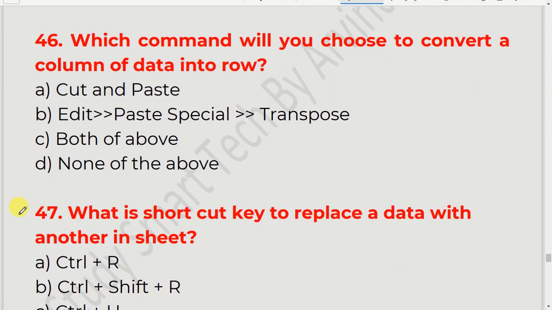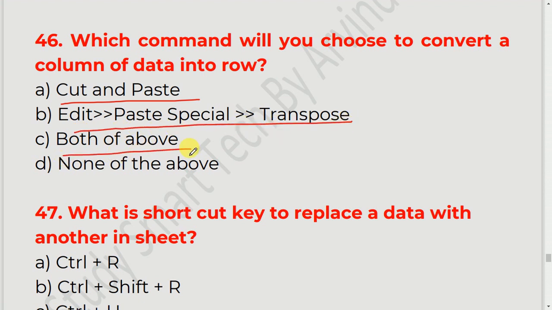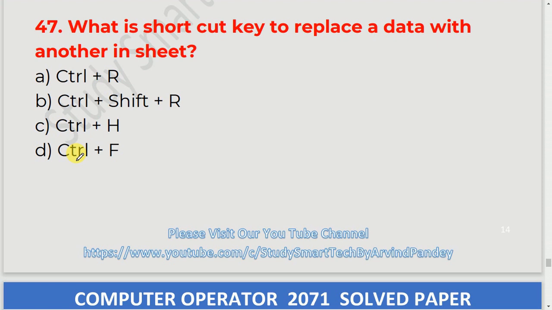Question number 46. Which command will you choose to convert a column of data into row? Option A cut and paste, B edit, paste special, transpose, C both of above, D none of the above. And the correct answer is option B. Edit, paste special, transpose.